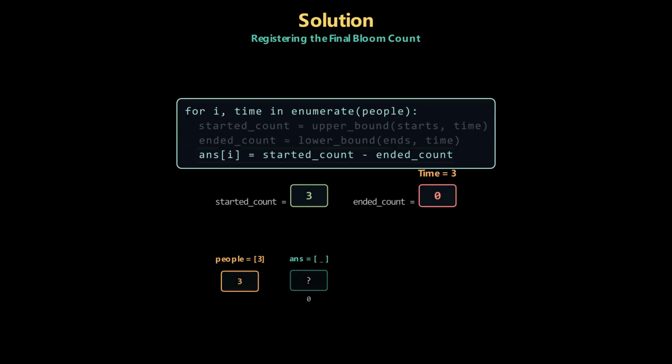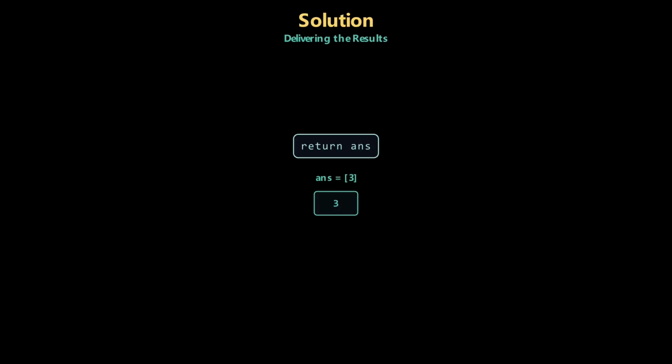We perform our master subtraction right inside the loop. By taking the 3 flowers that started, and subtracting the 0 flowers that ended, we deduce that exactly 3 flowers are currently in bloom. We save this count to our results array. Once all arrival times are successfully computed in logarithmic time per person, our loop finishes. We return our fully populated array, completing a highly efficient, timeline-shattering solution.